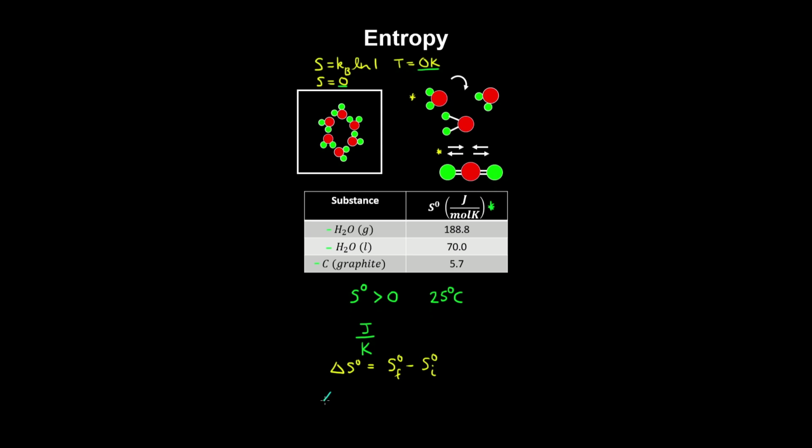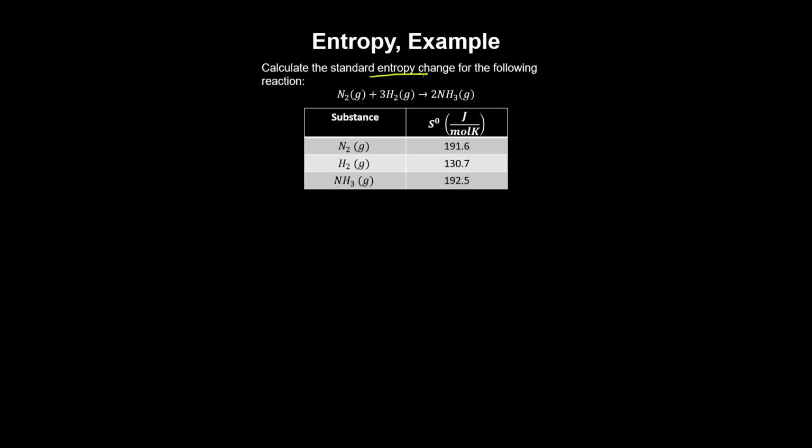And in general, we look at chemical reactions where the change in entropy of the reaction is equal to the sum of the absolute entropies of the products minus the sum of the absolute entropies of the reactants. Calculate the standard entropy change for the following reaction. So the standard entropy change of the reaction is equal to the sum of the standard entropies of the products minus the sum of the standard entropies of the reactants.